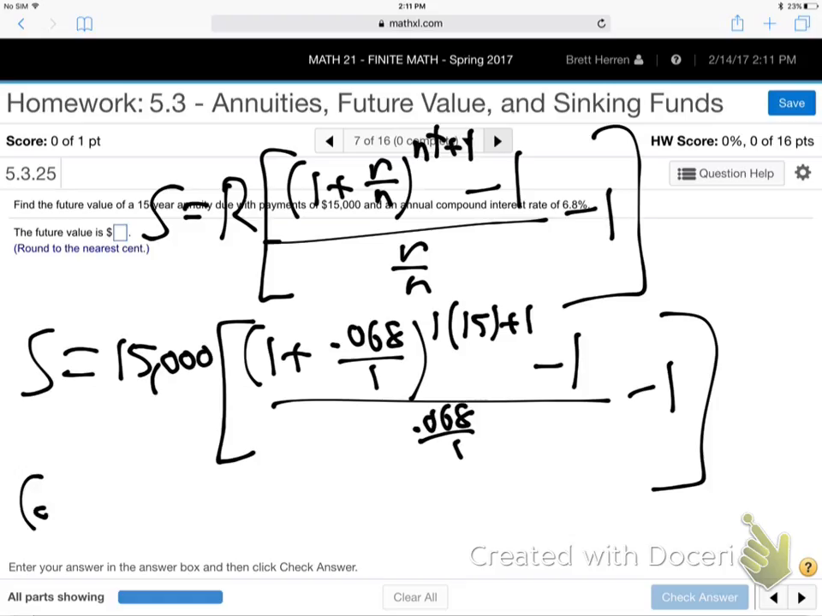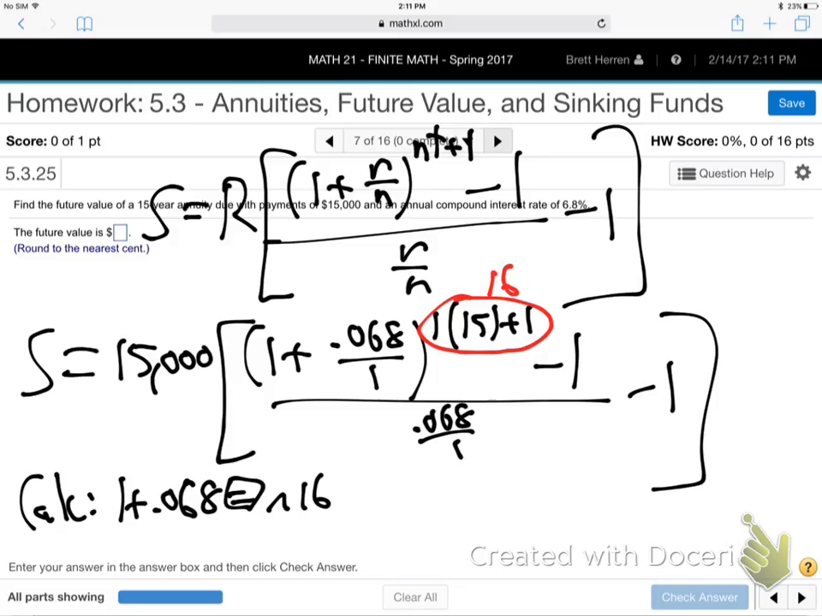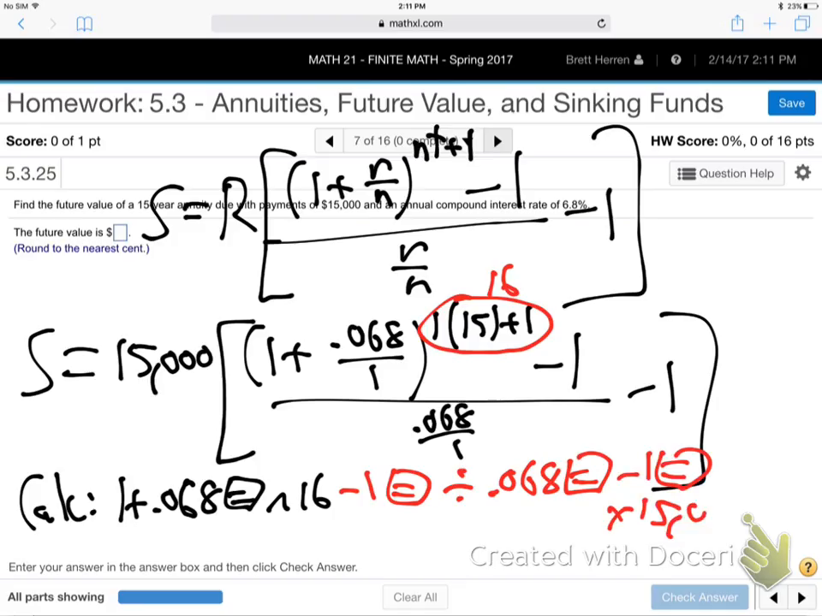So I'm going to type on the calculator 1 plus 0.068 equals, to the power of 16. See how I just figured that whole power is just 16? All of this is just 16, huh? 1 times 15 plus 1. So it's to the power of 16, minus 1, equals, divided by 0.068, equals, minus 1, equals, times 15,000. That should do it for you.